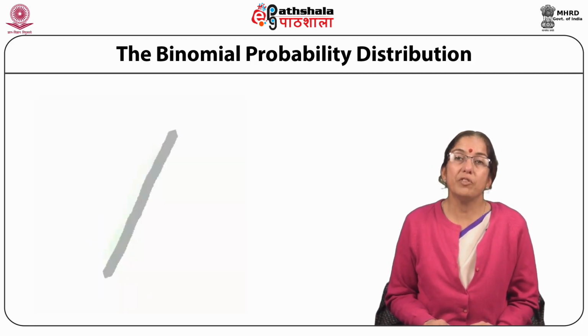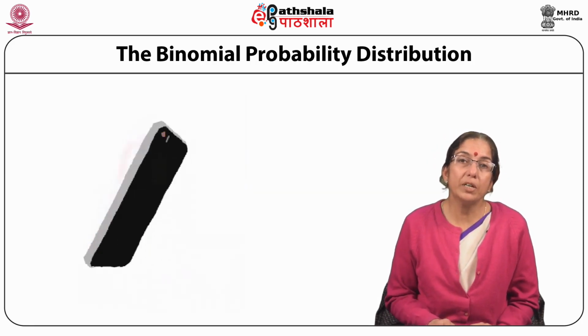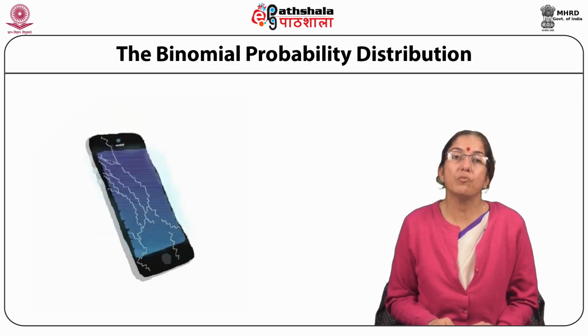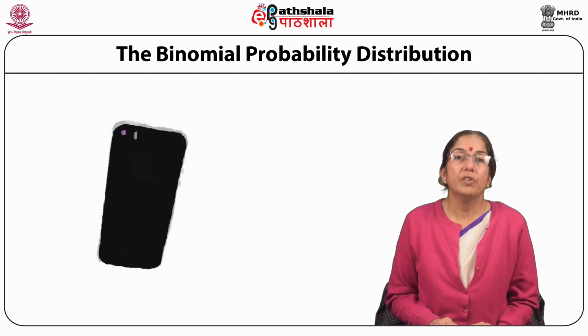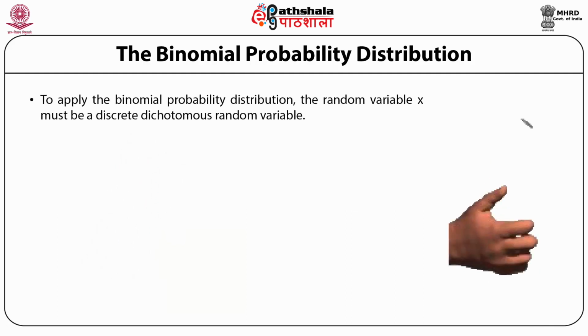As a second example, we may be interested in finding the probability that a baseball player with a batting average of 0.250 will have no hits in 10 trips to the plate. To apply the binomial probability distribution, the random variable x must be a discrete dichotomous random variable. In other words, the variable must be a discrete random variable. That is why the word dichotomous is used. And each repetition of the experiment must result in one of the two possible outcomes.